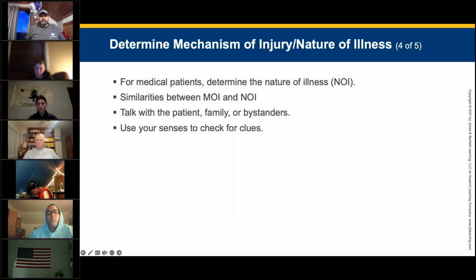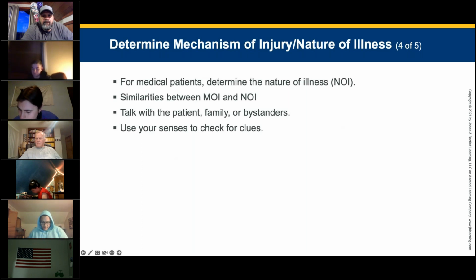So for the trauma patient, we're looking at the mechanism of injury. For the medical patient, we're looking for the nature of their illness. So there are similarities between both, you know, how they got injured versus how they became sick, the signs and symptoms of their injury versus their illness. A lot of your questioning is the same between the two. You're going to want to talk to the patient, family, or bystanders to figure out kind of what's going on there.